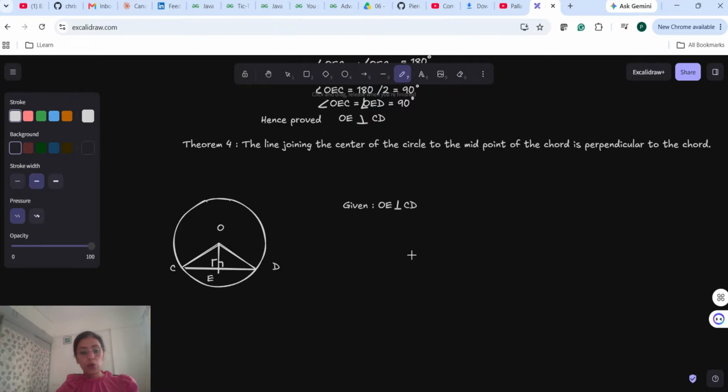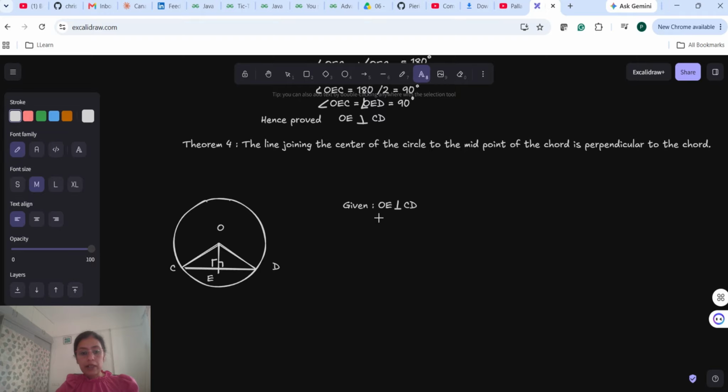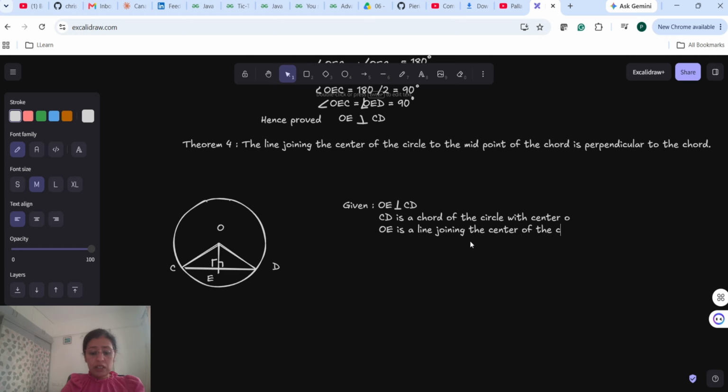Yes, we are given that OE is perpendicular to CD. We know already that CD is a chord of the circle with center O, right? OE is a line joining the center of the circle to a point on the chord. What is the point called? Point E on the chord.